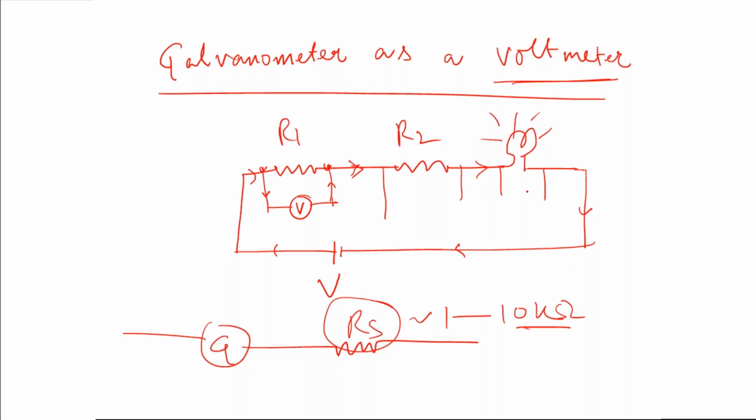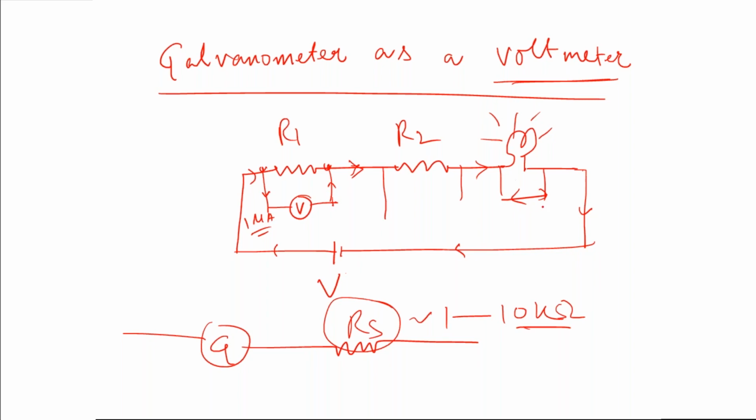Because if you use this galvanometer directly like this, and a small amount of current, suppose some micro ampere, also goes to this galvanometer, it will draw a huge amount of voltage from the battery. So the bulb will not get sufficient voltage or power to glow. This kind of problem may happen if you directly use the galvanometer.